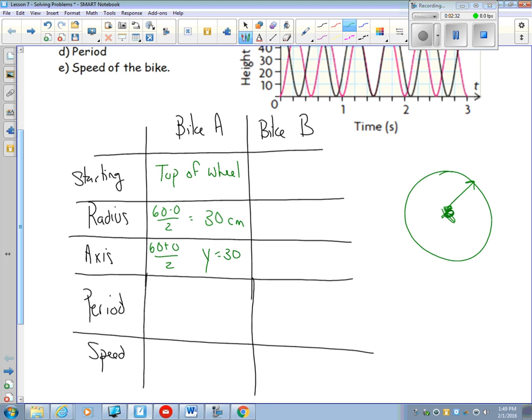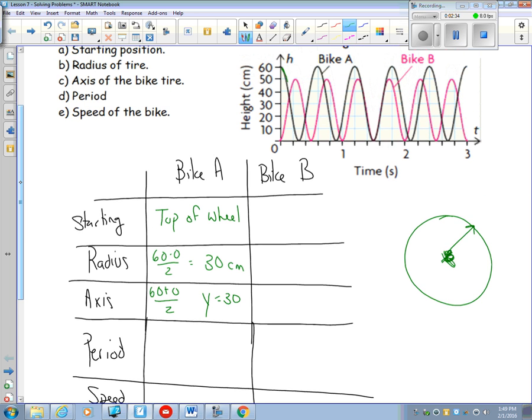The period. How long does it take this wheel to go around once? Looking at that, it goes down, back up again, to about here. How are we breaking this up? This looks like decimals, right? 0.2, 0.4, 0.6, 0.8, 1. Okay, so about 0.6 seconds. And speed. How do I find the speed of something?